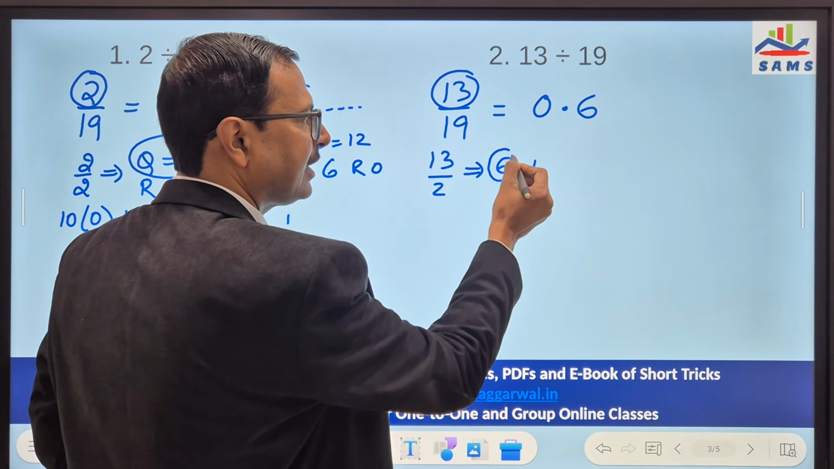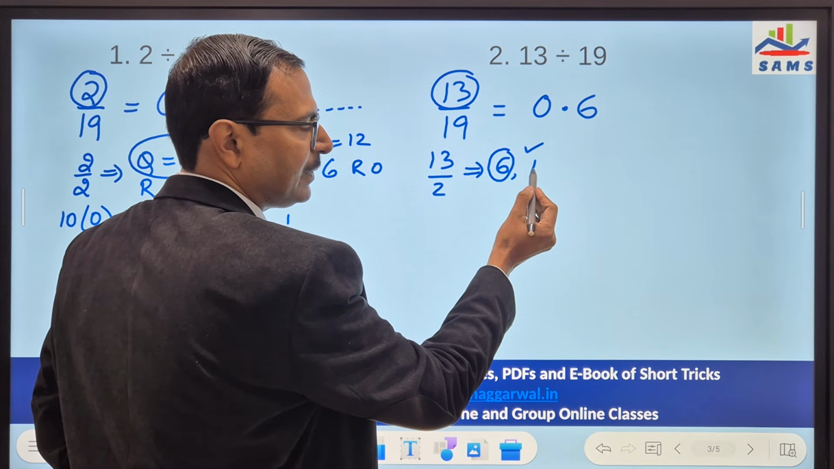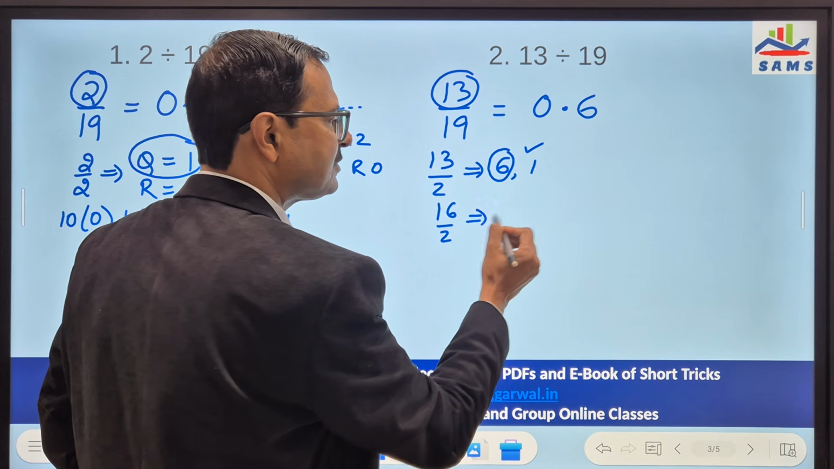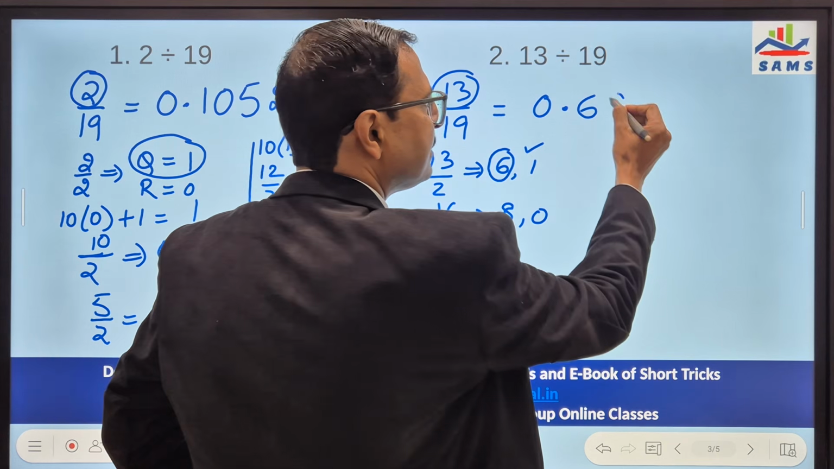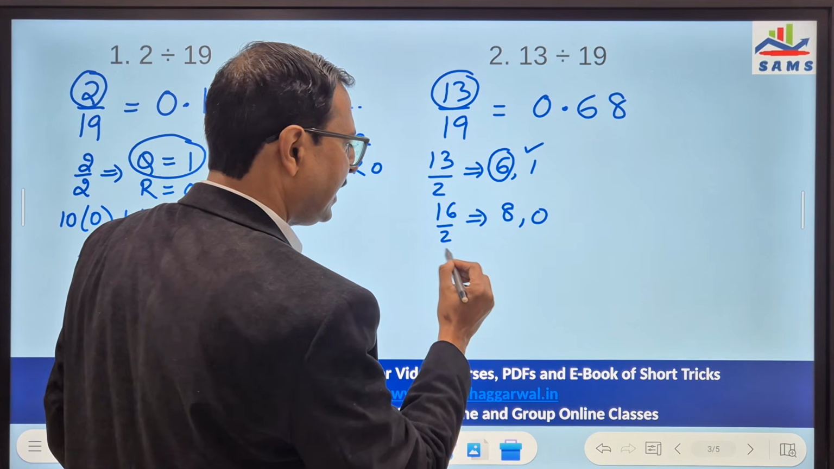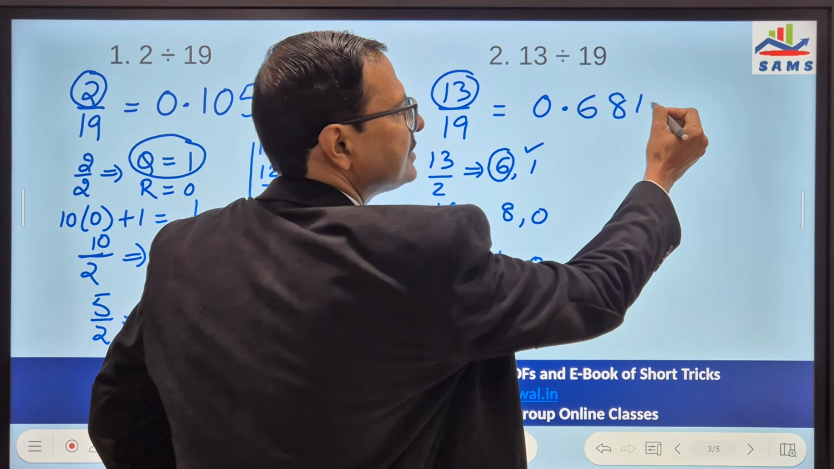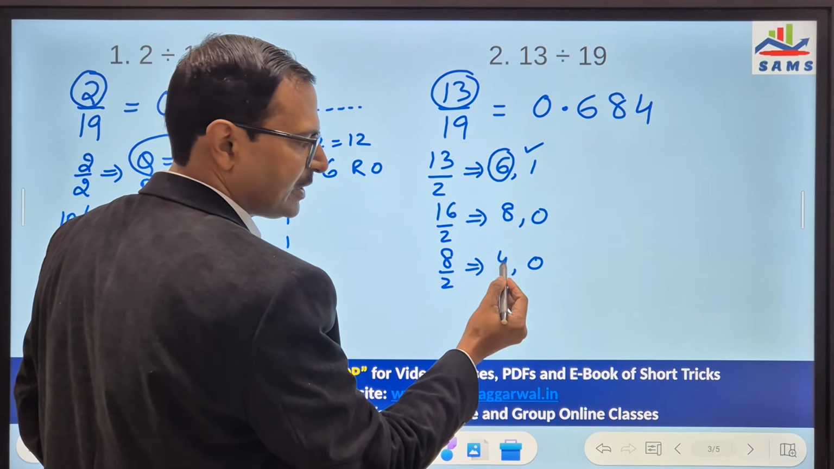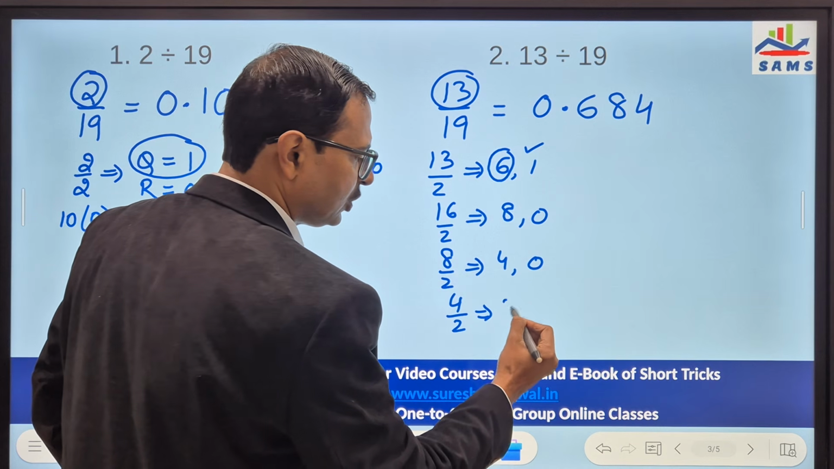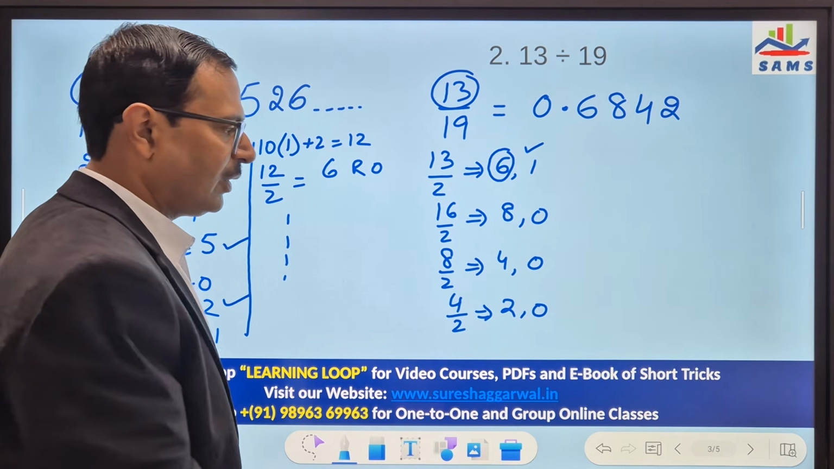Now I have to take this and 10 times this. 10 into 1, 10 plus 6, 16. So 16 divided by 2 gives me a 8 and a 0. So 8 comes here. And now 10 into 0, 0 plus 8, 8. 8 by 2 gives me a 4 and a 0. So 4 comes here. 10 into 0 plus 4 gives me a 4. So 4 divided by 2 gets me a 2 and a 0. So 2 comes here. And you can follow this method now.